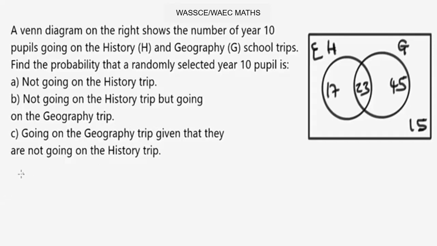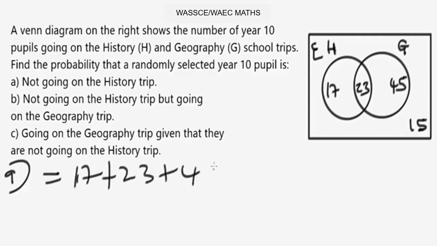Very interesting questions. For part A of this question, let's begin by getting the total number of year 10 pupils in the school. That will be all the values we have in this Venn diagram added together. So we have 17 plus 23 plus 45 plus 15. When you punch it in the calculator, we have 100.